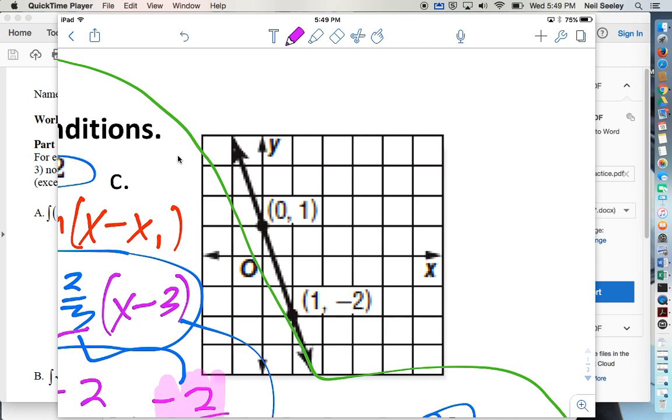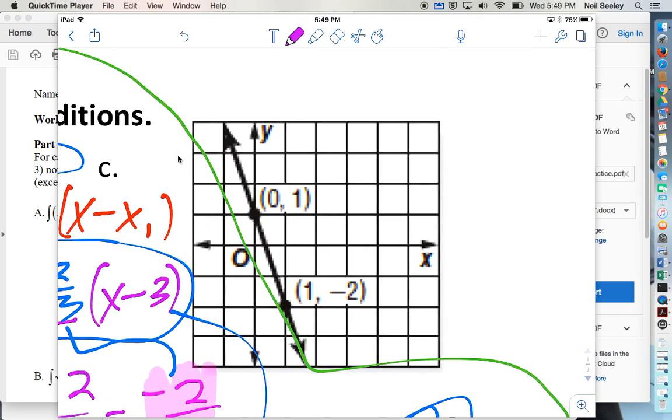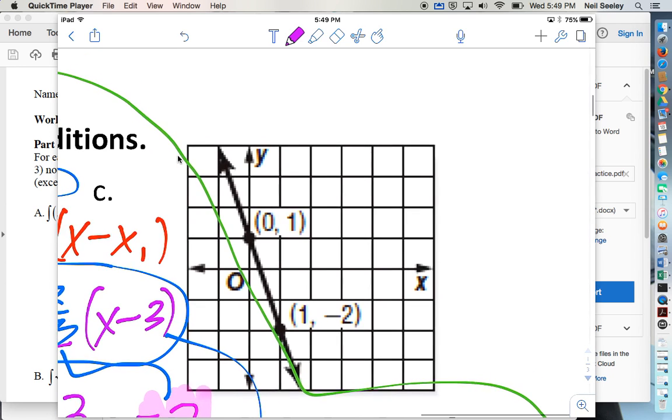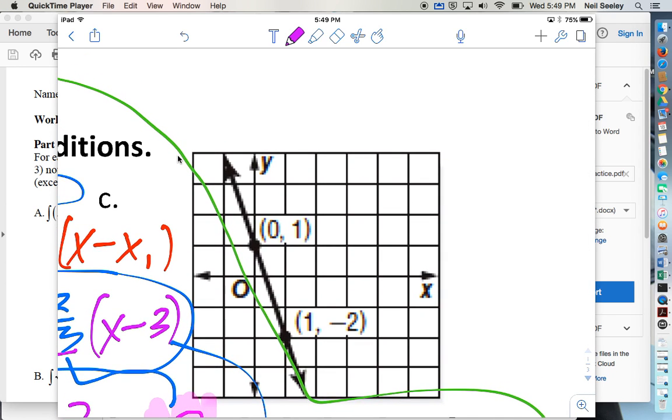I realized in that last video I forgot to finish that last problem. Now, the PDF I'll upload of all these worked out pieces, but just in case. Part C was giving you a graph and 2 points upon it. And again, looking for the equation of that line.